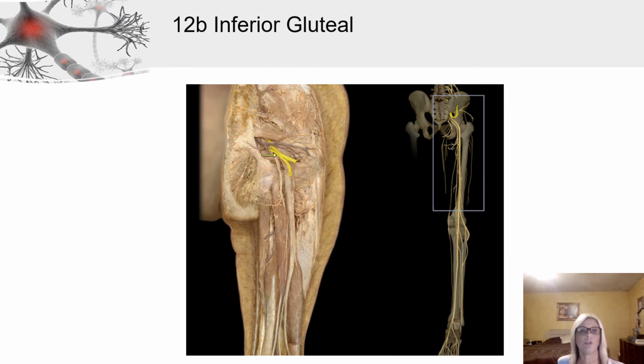So the one below that is the inferior gluteal, and as you can see here, I don't have a good portion of this on a model. So that's probably a good hint that if I ask you for this on the exam, it's probably going to be an APR image, okay? So take note of those things. That can help you a little bit there. So this leaves the pelvis also at the greater sciatic foramen. Comes from roots L5, S1, and S2, and this is going to innervate the gluteus maximus.